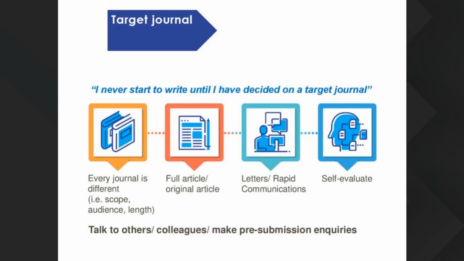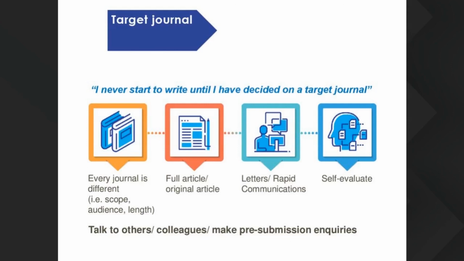Every journal is different. They have different scopes, different audiences, different lengths. You might be writing a full article, an original article. You might be writing a letter or a rapid communication. You're going to self-evaluate. So how can you do this effectively? Most effectively by writing to editors, by talking to other people, by talking to your colleagues. Many, if not most, academic authors make submissions to journals blind. They still do this. They don't reach out. They don't talk to editors prior to submission. And that can be a big mistake.